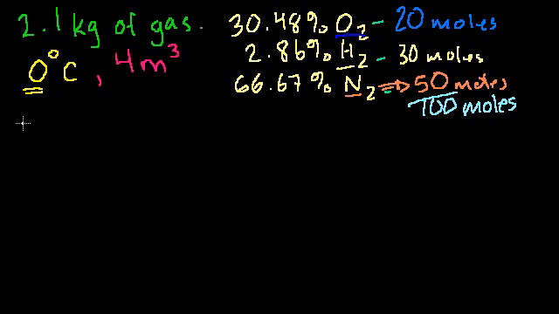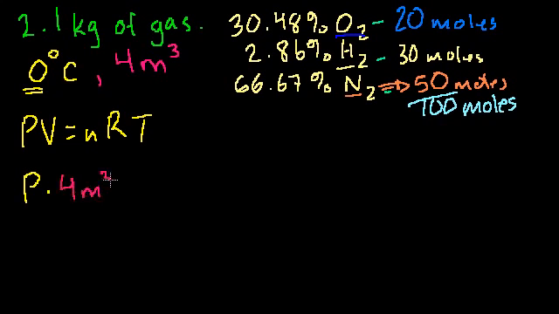So we just do our PV is equal to nRT. We're trying to solve for P. P times 4 meters cubed is equal to n, n is the number of moles. We have 100 moles, so it's 100 moles times R. I'll put a blank there for R because we have to figure out which R we want to use, times temperature. Remember, we have to do it in Kelvin. So 0 degrees Celsius is 273 degrees Kelvin.